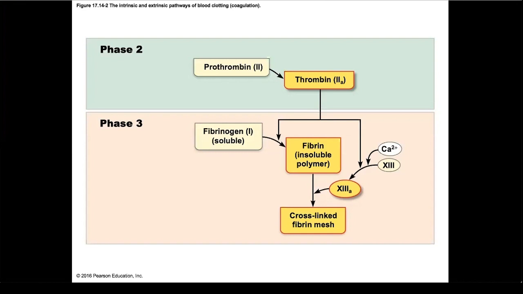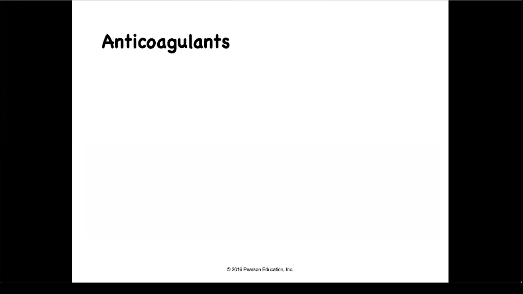Notice in this step you also have calcium as well as an active clotting factor number 13. So in the presence of calcium and the active number 13, the fibrin insoluble polymer cross-links to produce a fibrin mesh. And this is what you end up with during coagulation. And this mesh helps trap the red blood cells and prevent blood from leaving.